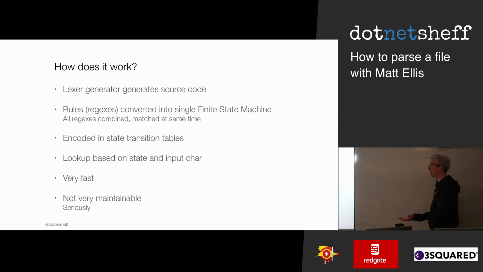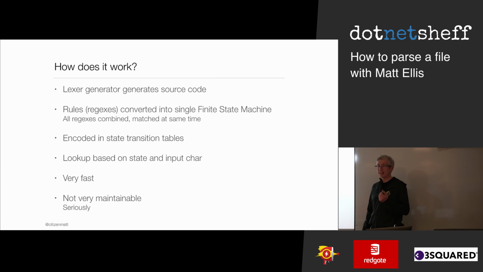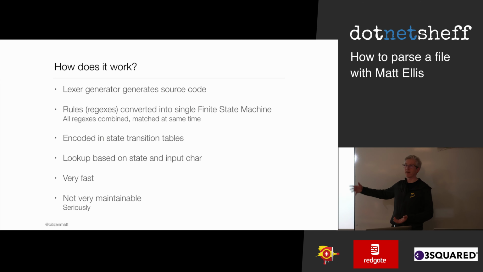But what does it mean? How does it work? So the Lexer generator generates source code for us. It's going to take that input file and generate a C# file off the back of this. All of the rules, which are regular expressions, are converted into a single finite state machine. And this is cool, because all of the regular expressions are combined and they are matched at the same time. I'm going to say again, that's cool. It's encoded into state transition tables, which means that the lookup is based on the current state and an input character, and that means it's really fast, because it's just a lookup in a table. So, yay, we like this.